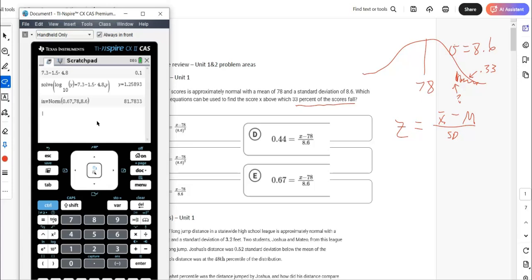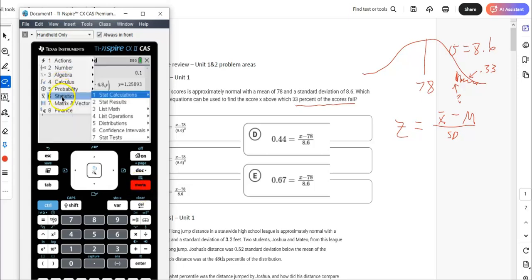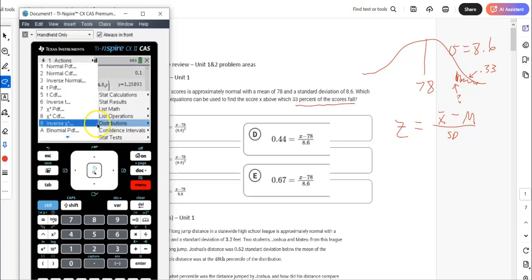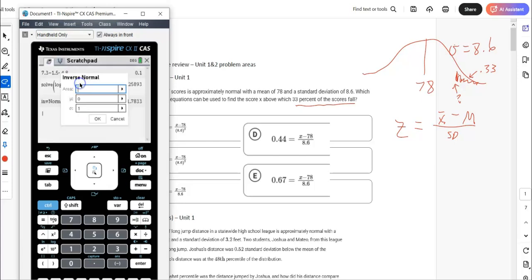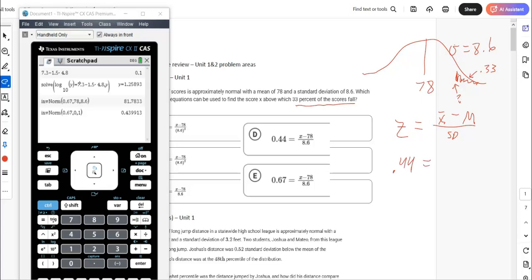We need the z-score. So let me redo that because we got too much information. We got the answer, which we could use if we need it. So let's just put in the 0.67 here because that's the area to the left of the point we want. I want to find the z-score. So if we do that, we get a z-score of 0.44. When you do inverse norm, if you put in 0, 1 for default, it gives you a z-score.